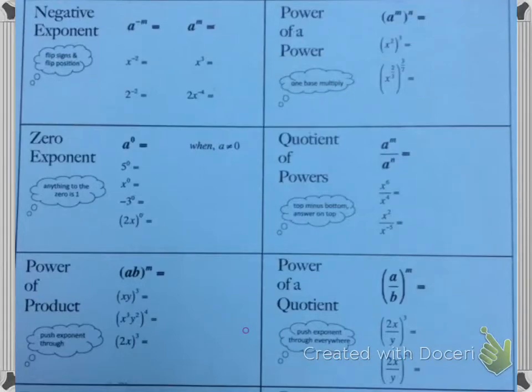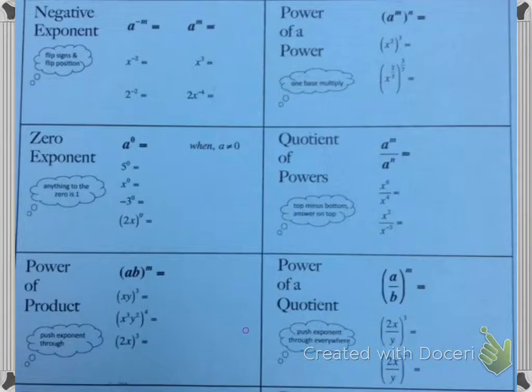We're going to go over 3 sections of the foldable. First, we're going to go over power of a power. So I have a to the m power raised to the nth power. That's why it's called power of a power, because you have 2 powers involved here.